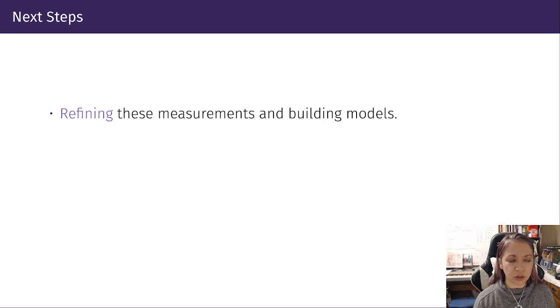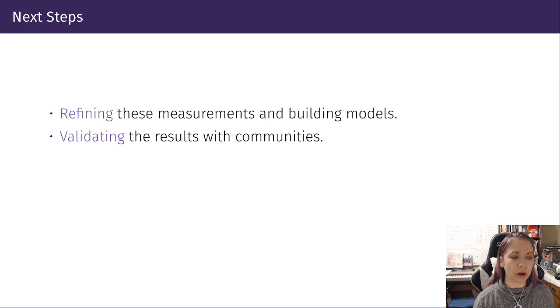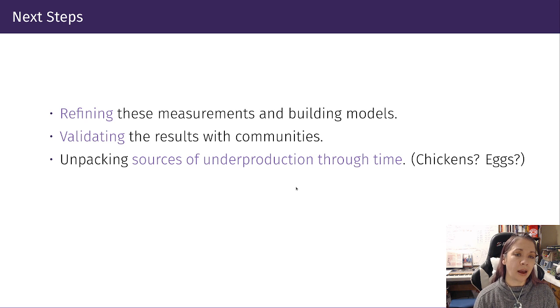So what are my next steps? I'm continuing to refine these measurements, building models to try to control for different factors, working to validate these results with communities like you, unpacking these sources of underproduction through time. I have some real chicken and egg problems here. The question is, do these factors predict underproduction, or are they a consequence of underproduction? To sort that out, I really need to spread this data through time.